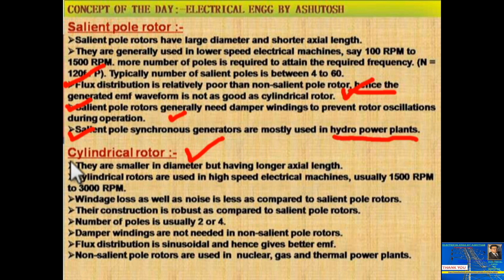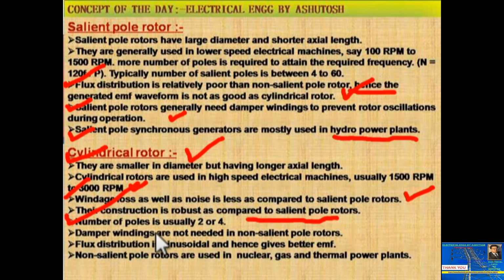Now here you can see guys, in case of cylindrical rotor, speed is much higher compared to salient pole rotor, and windage loss as well as noise is less as compared to salient pole rotor, because it has large axial length and small diameter, so they can run at higher speeds and therefore windage loss will be less, also noise will be less, and their construction is robust as compared to salient pole rotors, and the number of poles we can use here is only 2 or 4.